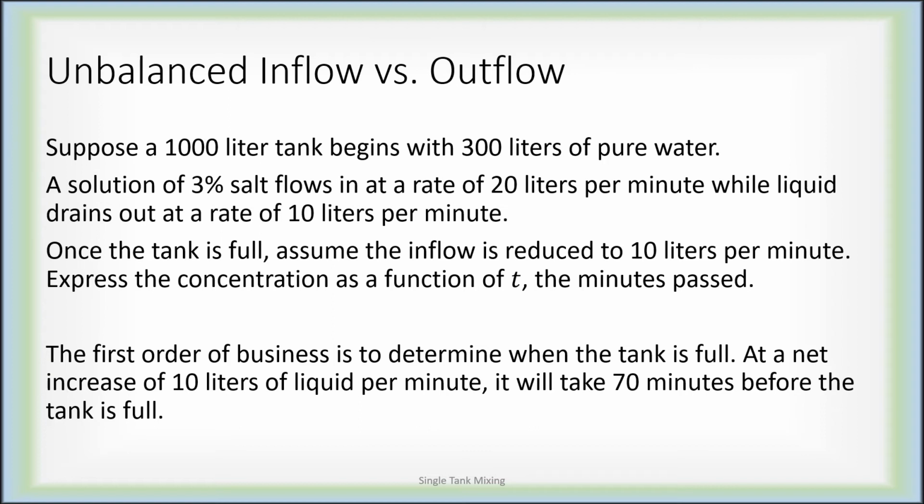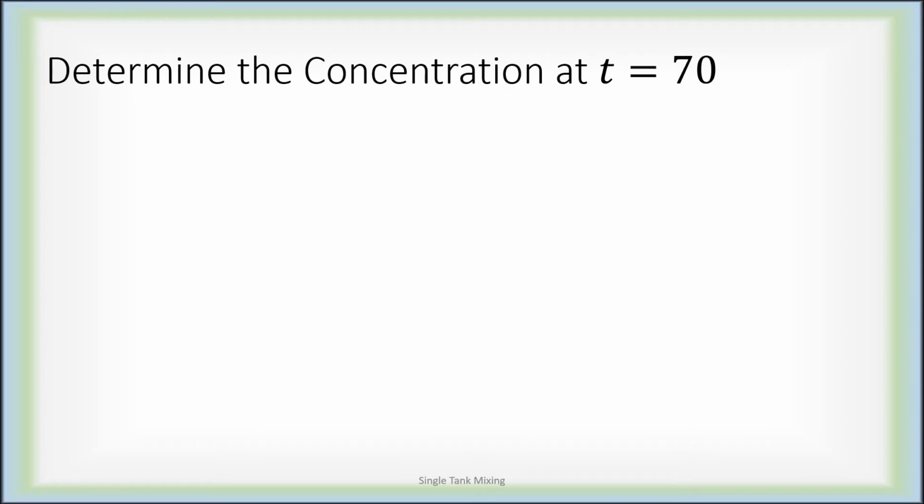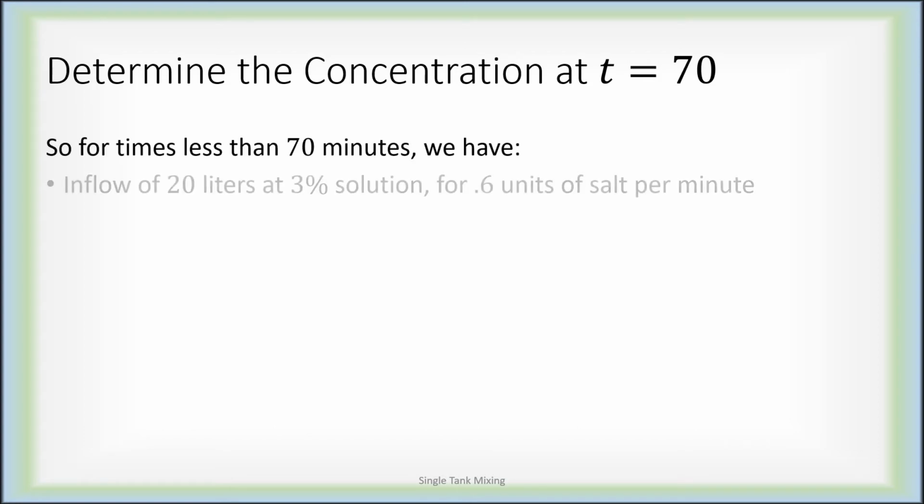We are gaining 10 liters of liquid per minute. Since we started with 300 liters out of 1,000 liters, we need to gain 700 liters to become full. At 10 liters per minute, it'll take us 70 minutes to do so. So for the first 70 minutes, I have one situation, and then after time t equals 70, the differential equation has to change. Let's actually determine the concentration of the liquid in the tank at this specific moment, t equals 70.